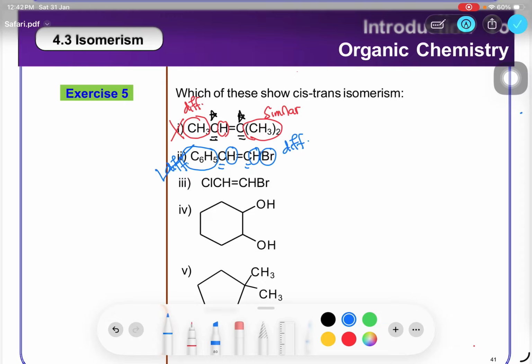Let's proceed to the third one. These two carbons are bonded with a double bond and each consists of two groups. One has chlorine and hydrogen, which are different. And then the other has hydrogen and bromine, also different. So compound 3 can also show cis-trans isomers.